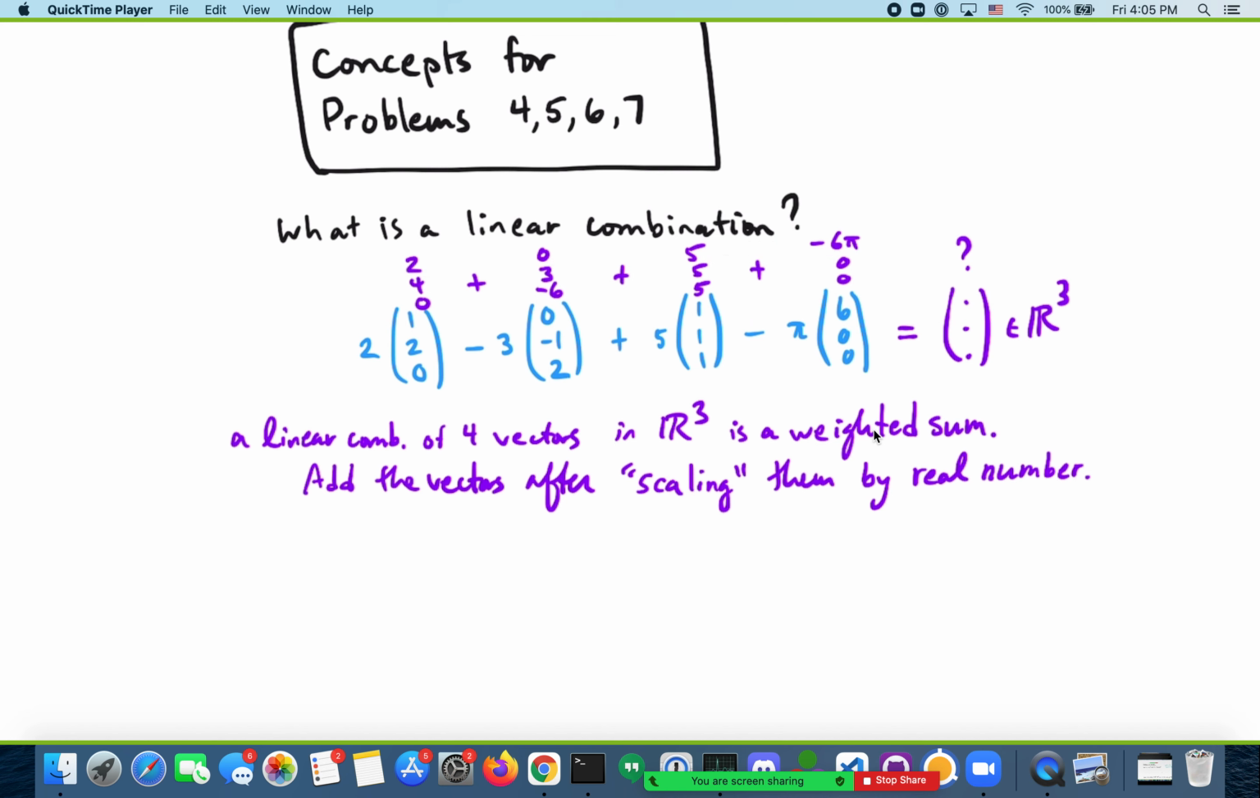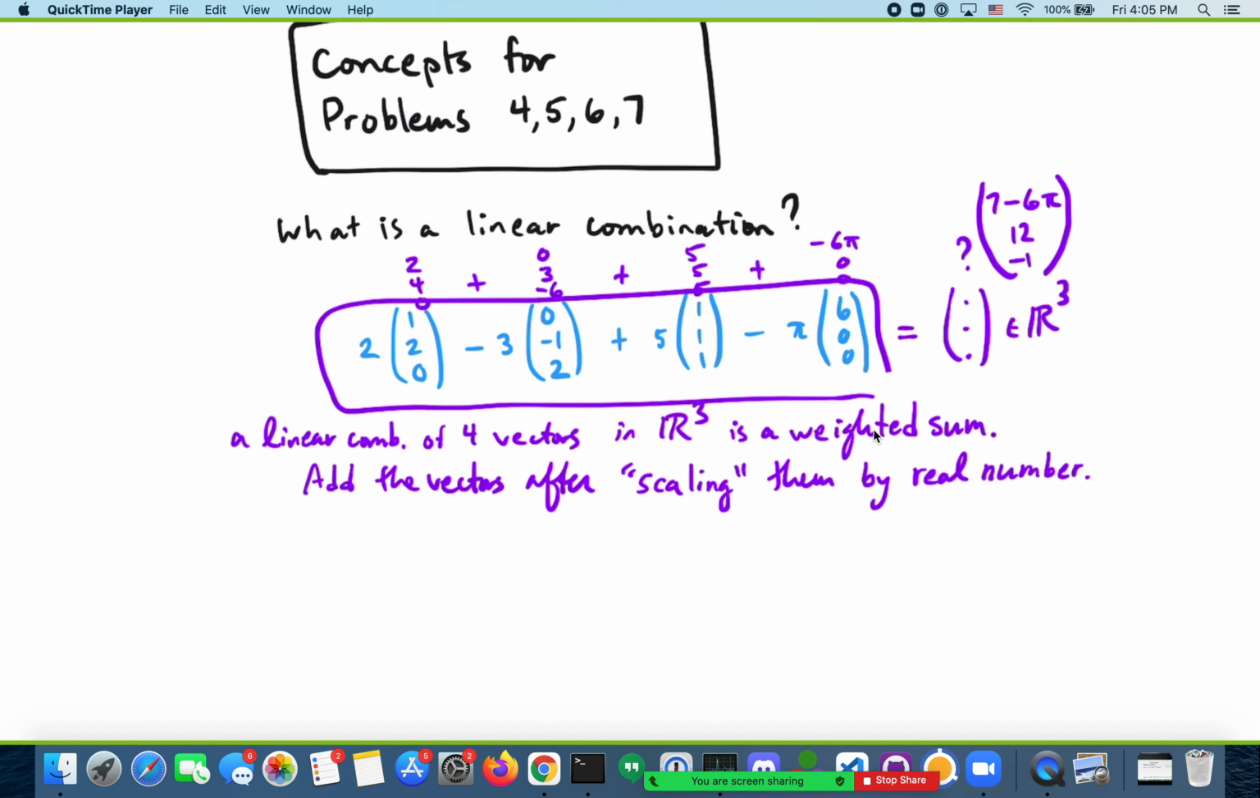In the first component, I have 7 minus 6 pi. I can't really simplify that any further. In the second component, I'll have 4 plus 3 is 7, 7 plus 5 is 12, so I have a 12. And then in the last component, I have 0 minus 6, 5 and 0, so I get negative 1. So this is a vector. It lives in R3, and it's the result of this linear combination. But the linear combination itself is this expression here, where we're scaling and adding vectors. Okay.